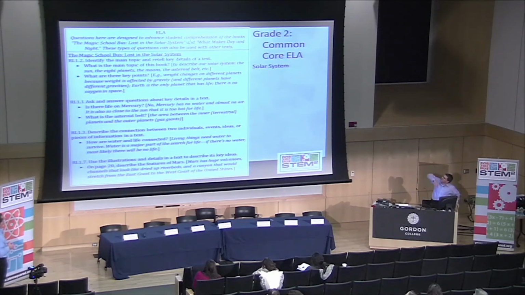But then how do you take that and bridge the gap to ELA? In this case, grade 2, we may be reading aloud something like The Magic School Bus Journey Through the Solar System. These are Common Core ELA standards related to reading that book, and this is actually just 1 page; there are probably 3 pages worth of ELA standards that relate to this. Things like identifying the main topic and recalling details of a text. So we'd be questioning students around, what's the main topic of the book? What are 3 key points? Asking and answering questions about key details in the text. So is there life on Mercury? What is an asteroid belt?